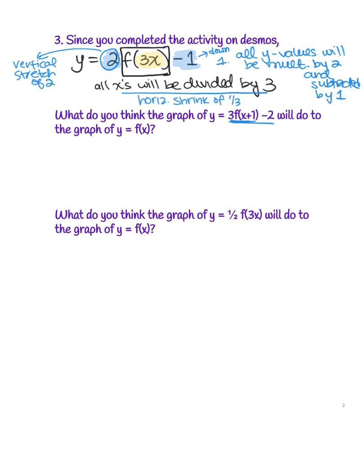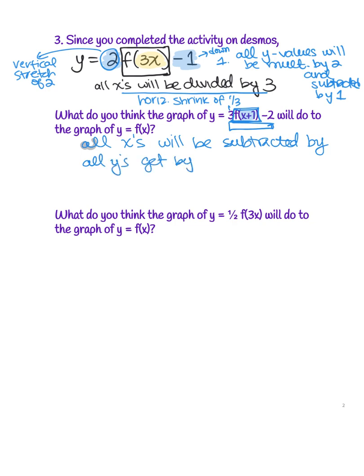Okay, so what I see is I can highlight the inside, and that's what's going to happen to x oppositely. So all x's will be subtracted by 1. Whereas with the y values, if you look on the outside, if I box that function in, that's what's happening to x, but everything else is happening to y. So all y's get multiplied by 3 and subtracted by 2.